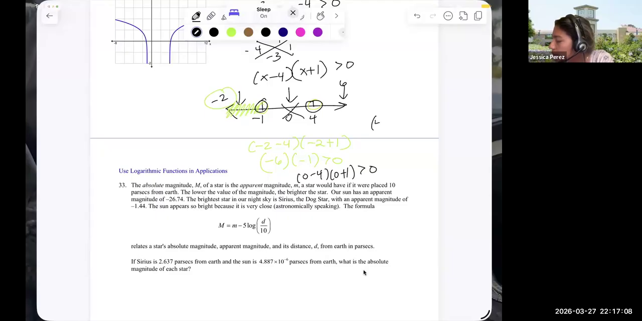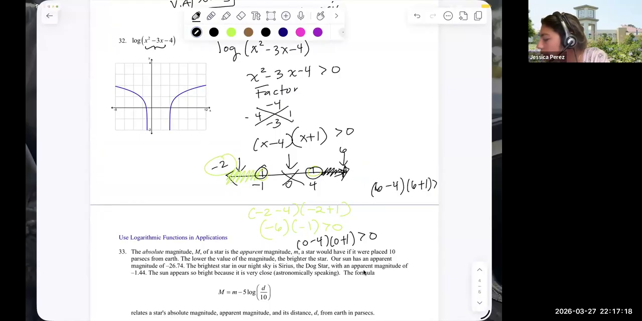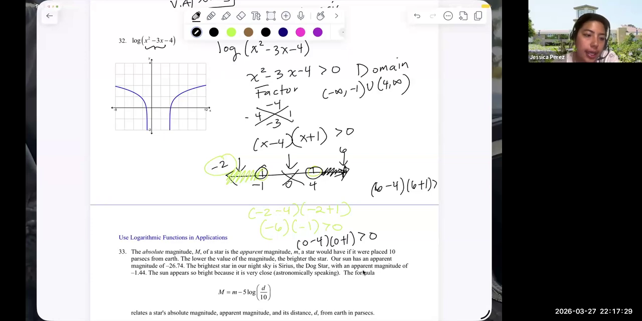And then, of course, 6. 6 minus 4, 6 plus 1. Is that greater than 0? Yes. So I will shade this area. So then my domain is going to be from negative infinity to negative 1, union from 4 to infinity. That's the domain. And this one was a little bit more challenging because I had to factor and use my boundary points.